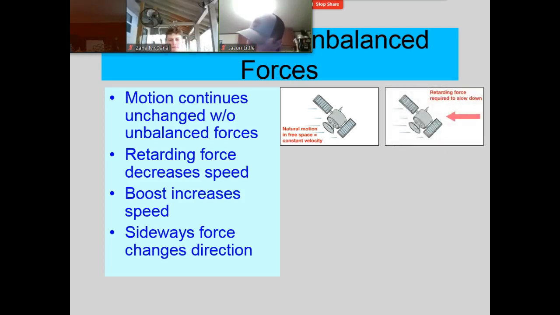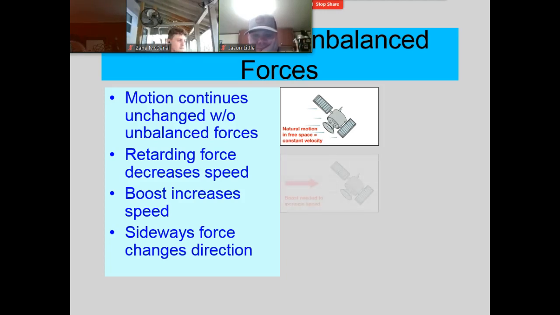However, if you did have a retarding force, like you fired some retro rockets, that would slow down that satellite. That's changing its motion. That means there is a net, unbalanced force acting on the spacecraft. If you fired the rockets in the other direction, that would increase the speed, a boost, and that's a change of velocity.